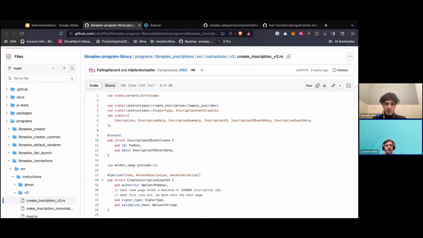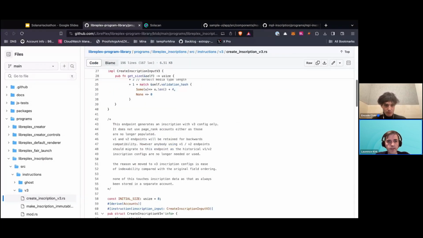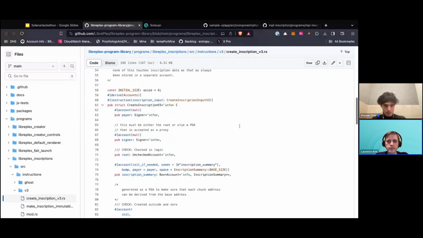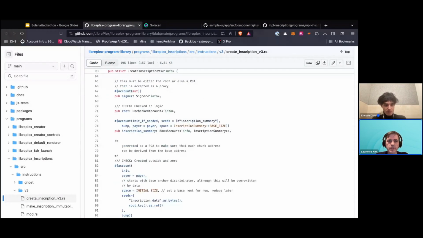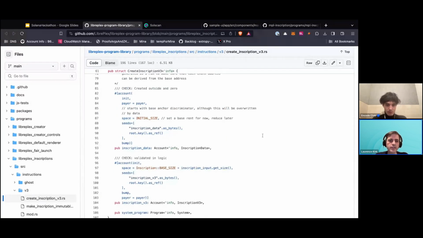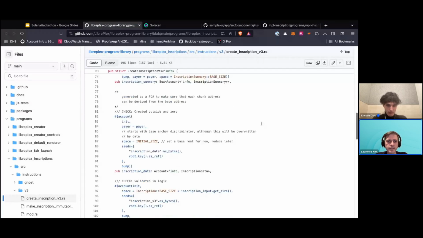So this is what the actual code looks like in the program that Libreplex have written for this. You can see it's an Anchor program. They've got this v3, and I think the v2 may be deprecated now, but what you can see here, for example, is we're creating the PDA. So this is the context for initializing the account.